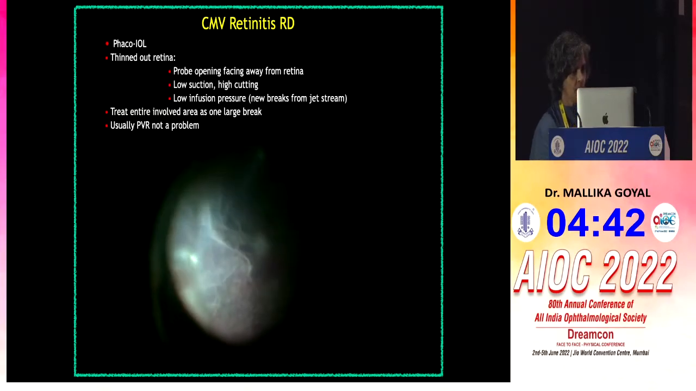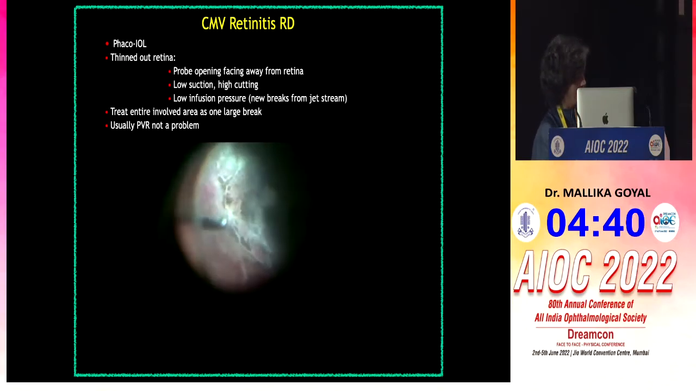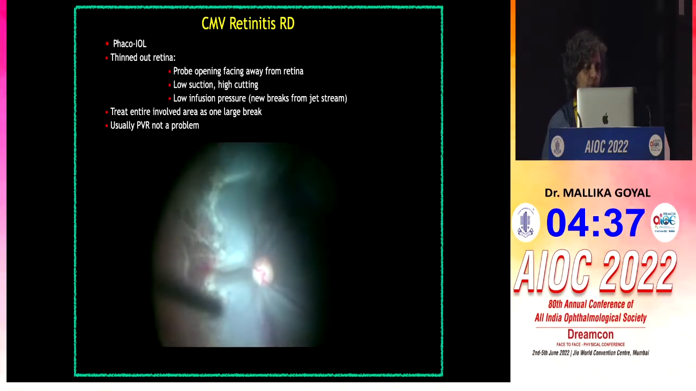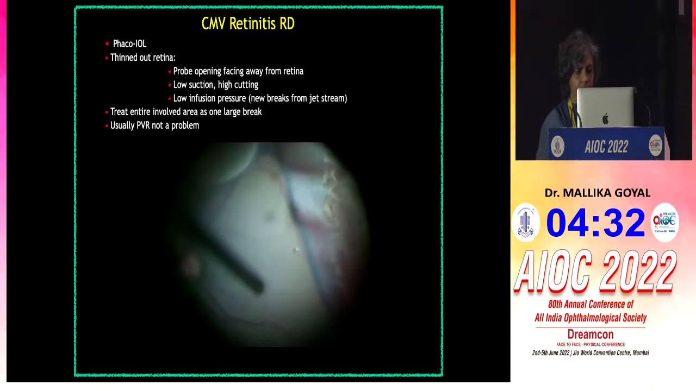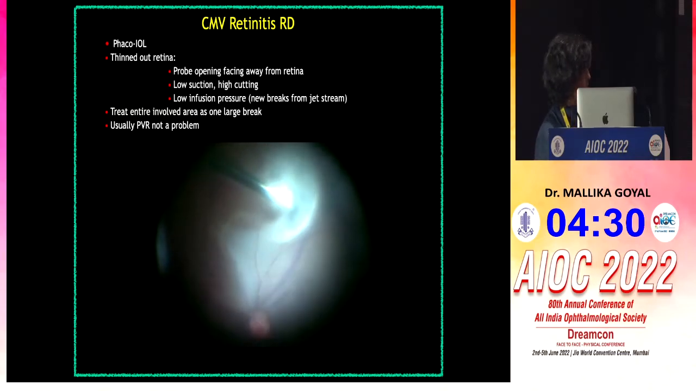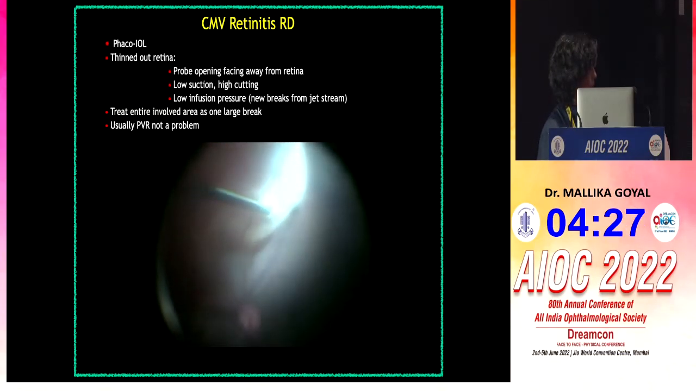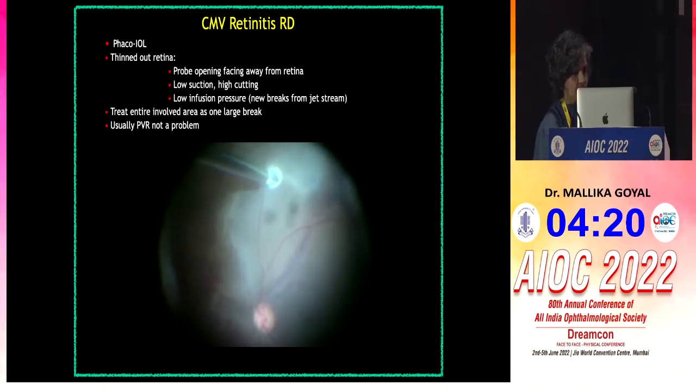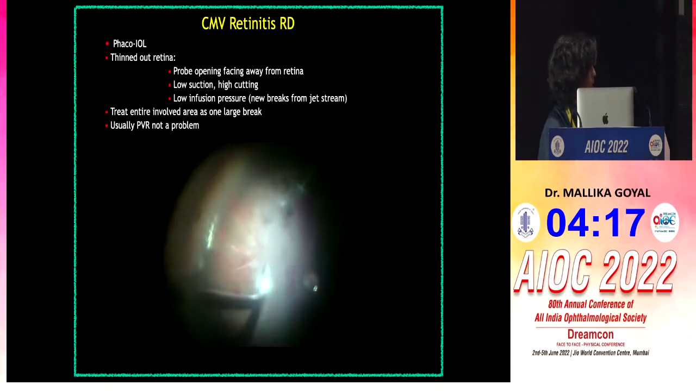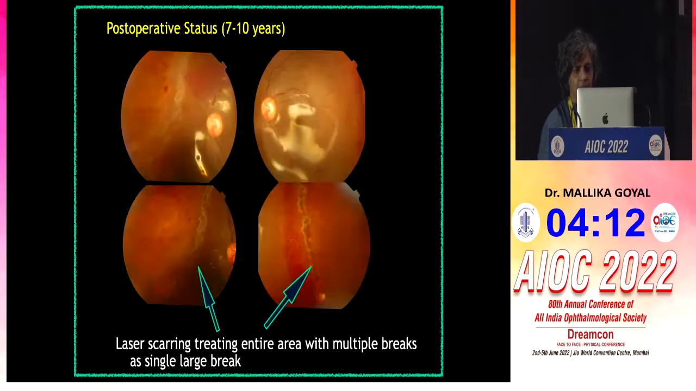Minimize cryo because, again, it causes more atrophy. And also minimize the use of steroid to identify the vitreous, because of the risk of reactivating the virus from local immunosuppression. You can use an alternative site to create a drainage retinotomy, because this area is already extremely thinned out. And then do the laser in such a way that the entire area is treated like one large break. And you can see how it has been treated like one large break in the sides.